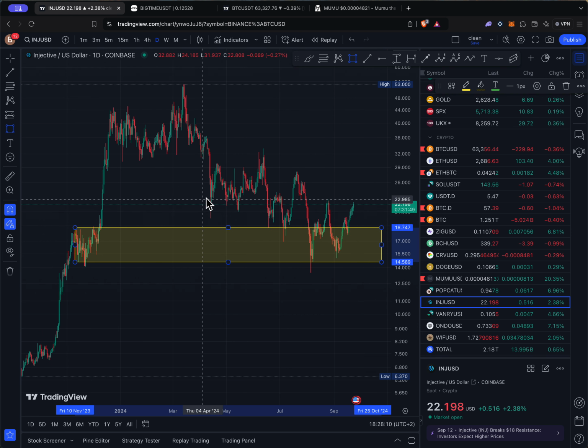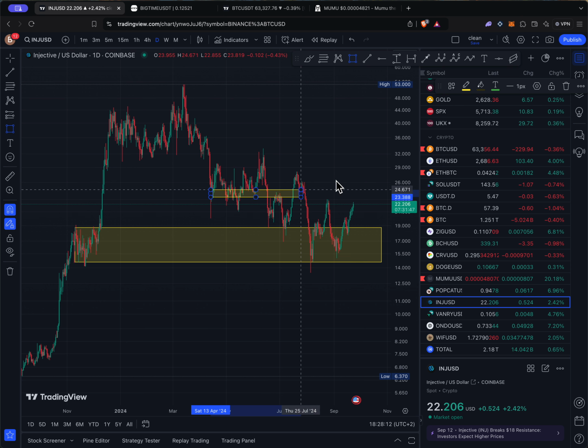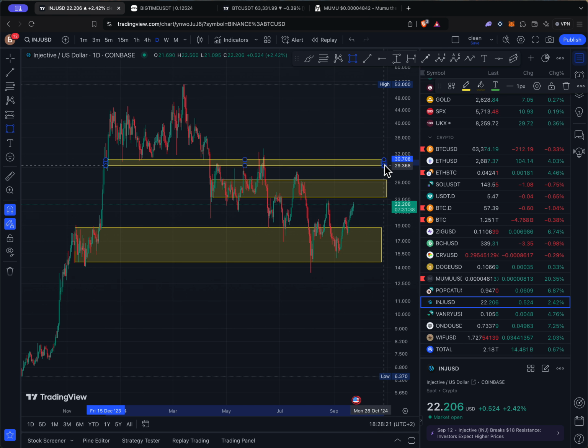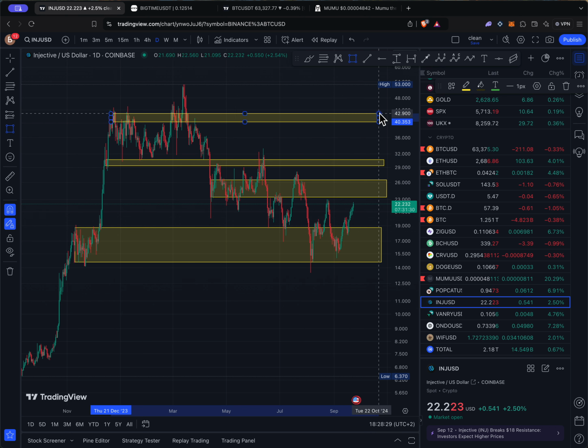Then here we have another order block, looks like this, yes. And then here, on a lower time frame, another order block, and then the tops maybe, yes, this one. This is another daily order block and the all-time high.